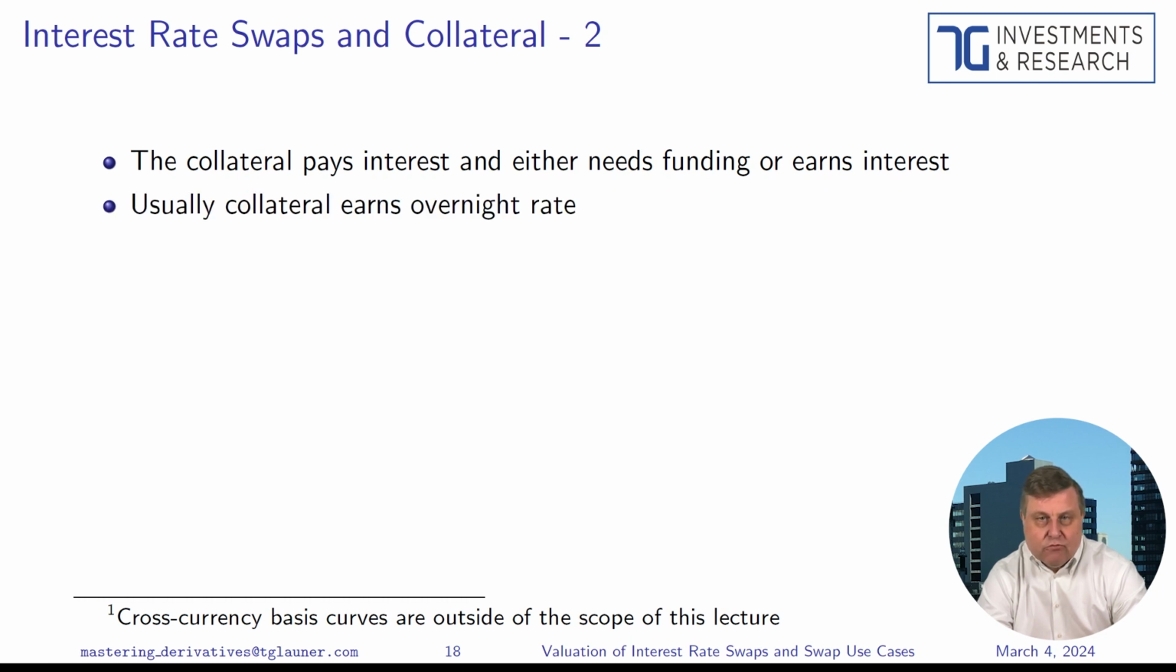Nowadays, cash collateral usually accrues interest at the overnight rate. For instance, in the United States, this would be the SOFR rate. The other common type of collateral is bonds, and the interest accrued may vary, but for the sake of this discussion, we assume cash collateral is posted.